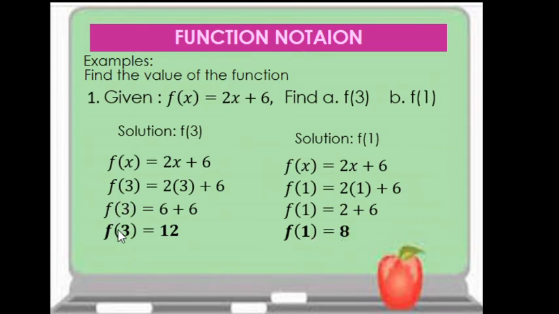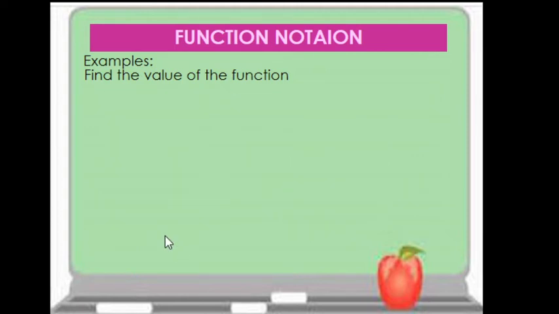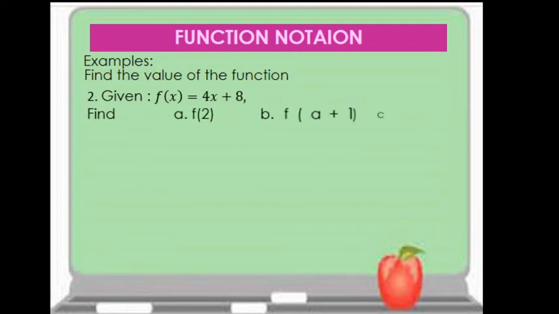Dito naman sa una, if x is equal to 3, so yung 3, yung ating input or domain, then yung 12, siya yung range or output. Next, given f of x is equal to 4x plus 8, we're going to find f of 2, f of a plus 1, and f of negative 4.